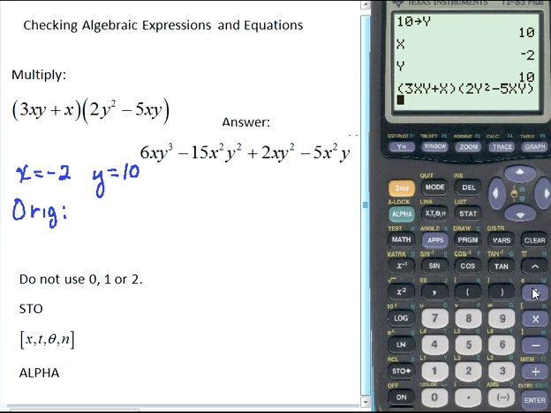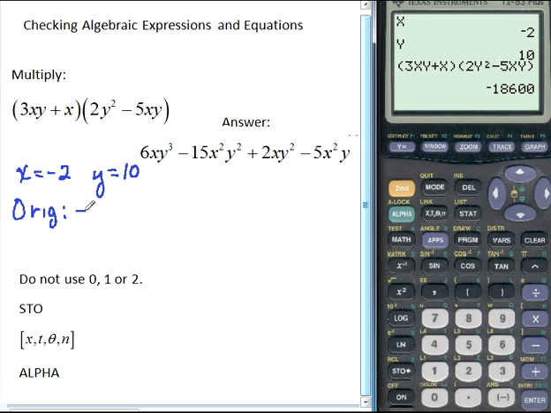Now, when you put that many keystrokes in, it's a good idea to go back and check that you've really copied everything correctly before you hit enter. Open parentheses, 3xy plus x, close parentheses, open parentheses, 2y squared minus 5xy, close parentheses. Looks okay. I'm going to hit enter. And I get, for my original, negative 18,600.